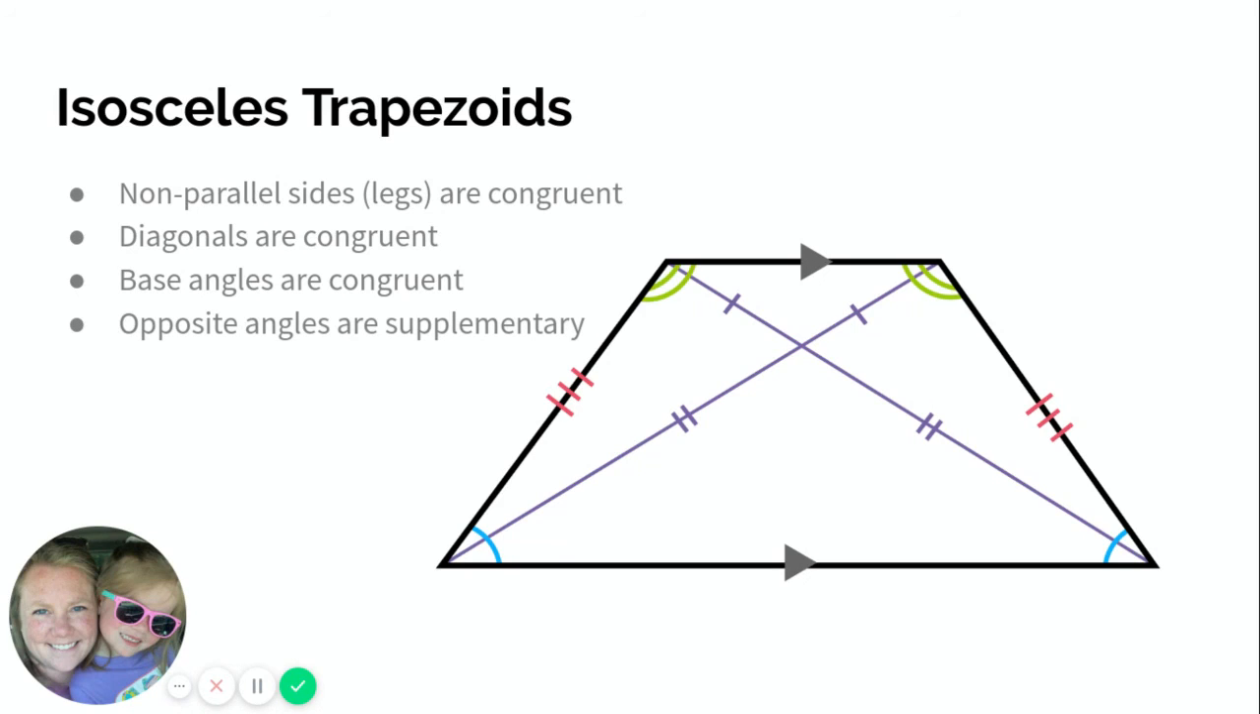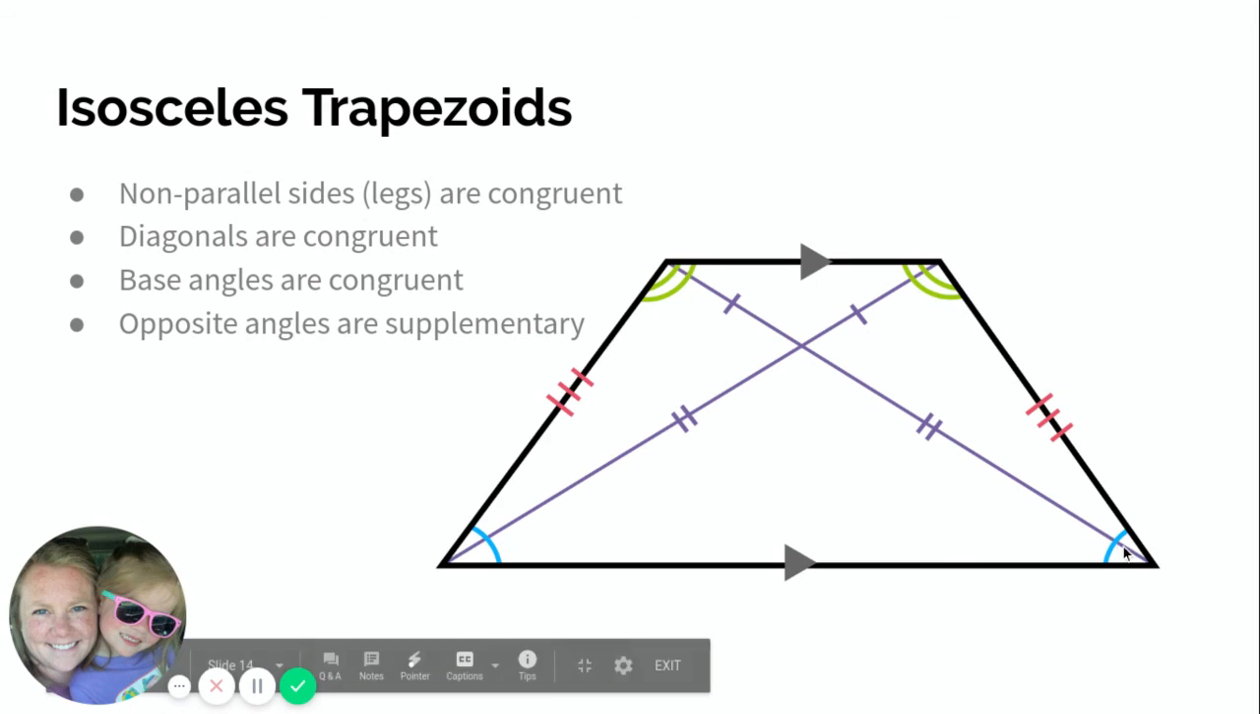Opposite angles are supplementary. So this angle will be supplementary to this one here. This green angle is supplementary to this blue one in the corner. Those are opposite from each other.